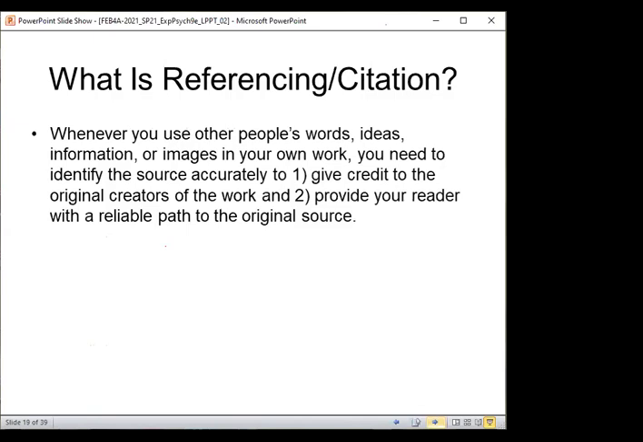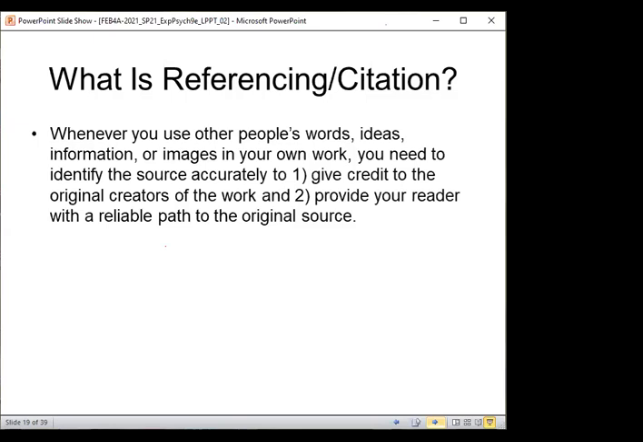First, what is referencing and citation, which is a very important big deal in writing papers in psychology. Whenever you use other people's words, ideas, information, or images in your own work, you need to identify the source accurately. Why? One, to give credit to the original creators of the work, and two, to provide your reader with a reliable path to the original source. That number two is one of the most important ones.